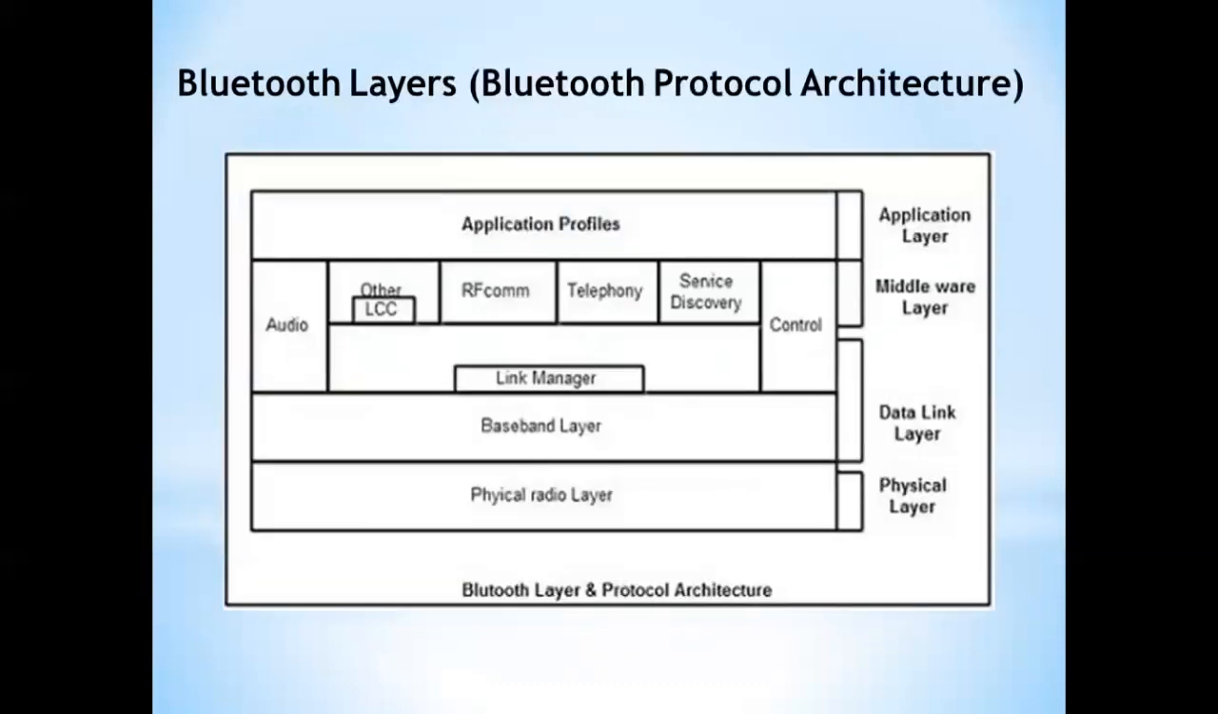Next is Bluetooth layers or Bluetooth protocol architecture. The layers of Bluetooth are shown in the figure. They do not exactly match the internet layers. So the first layer is the radio layer. The Bluetooth radio layer is the lowest defined layer of the Bluetooth specification. It defines the requirements of the Bluetooth transceiver device operating in the 2.4 GHz ISM band. This band is divided into 79 channels of 1 megahertz each.